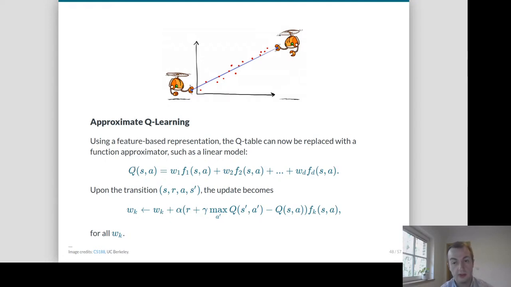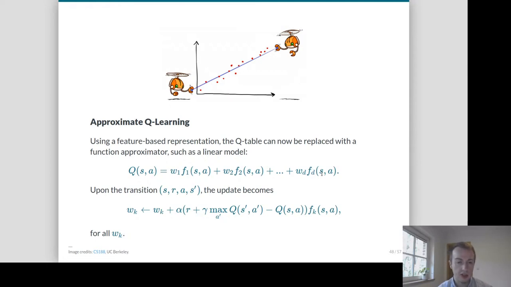Now, of course, we could do that, but how should we set the parameters of our linear model? How should we set the coefficients W that we put in front of each of the feature values? Well, we can actually do the same kind of TD update, but now instead of doing the TD update on the Q values, we would do it on the parameters, on the coefficients.